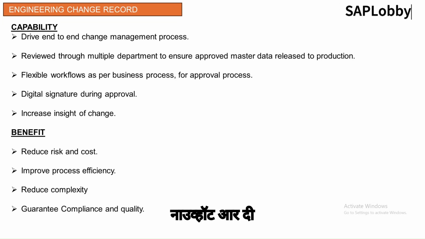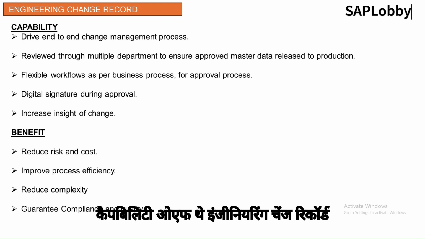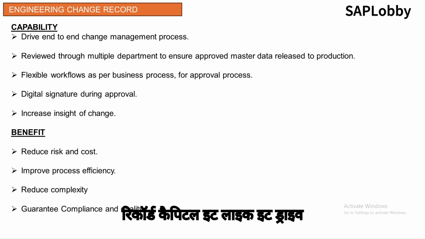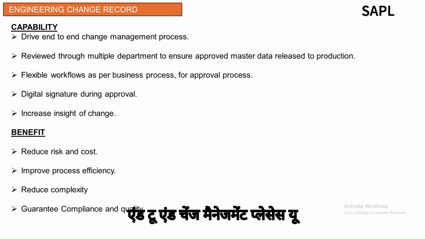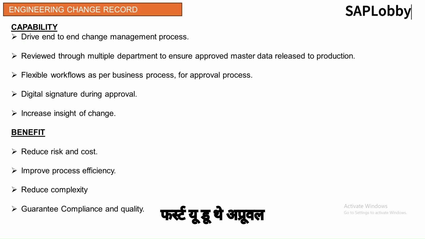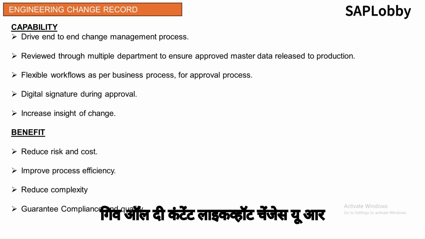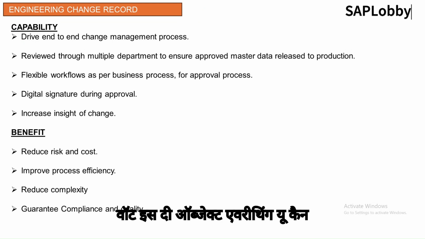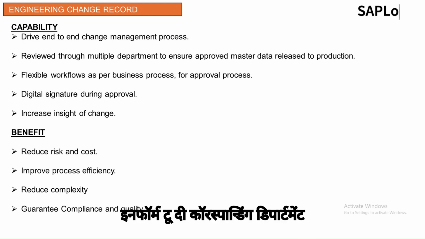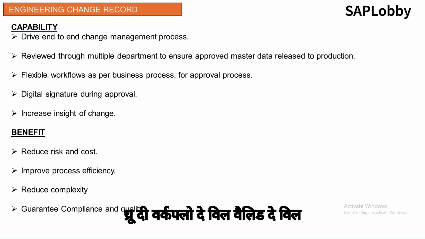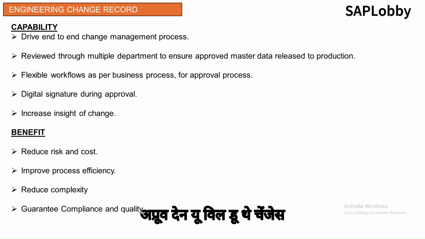Now, what are the capabilities of the engineering change record and what are its benefits? Capability, like it drives the end-to-end change management process. First you do the approval, and when you do the approval, you give all the content like what changes you are going to do, what is the reason for the changes, what is the object. Everything you can inform to the corresponding departments through the workflow. They will validate, they will approve, then you will do the changes.